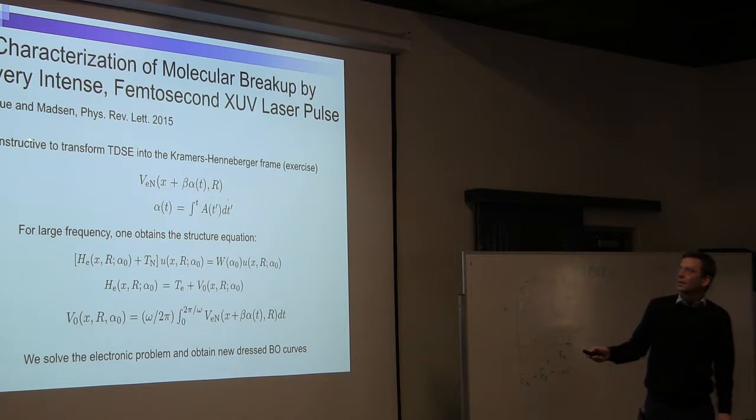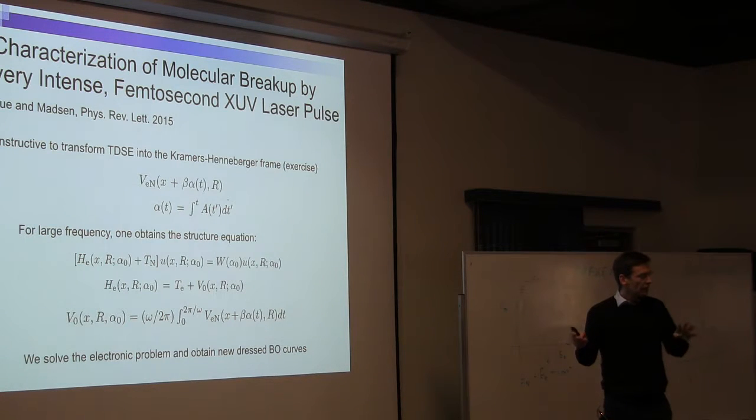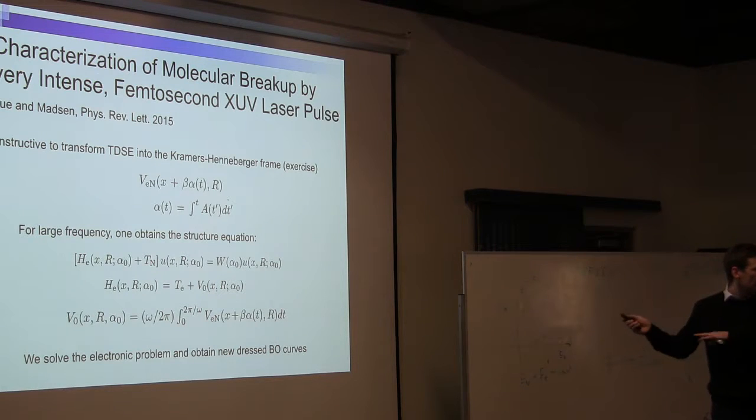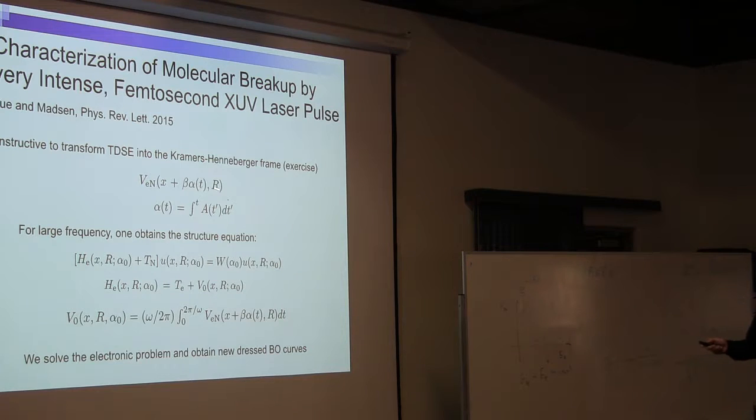So it's instructive to transform the TDSE into the Thomas-Henneberg frame. The point here was not that we needed to do that for this small problem. It's because it's good to know how to do it, and you can often benefit from this picture also in your analysis of any result. Here it looks a little bit more complicated now with some factor beta that depends on the masses because we have the molecule.